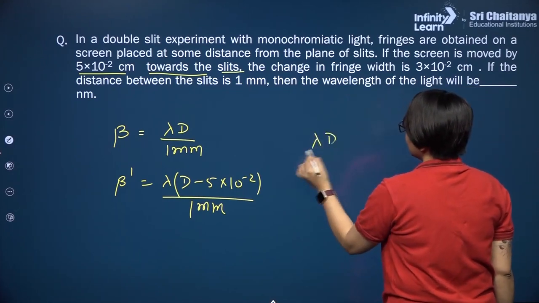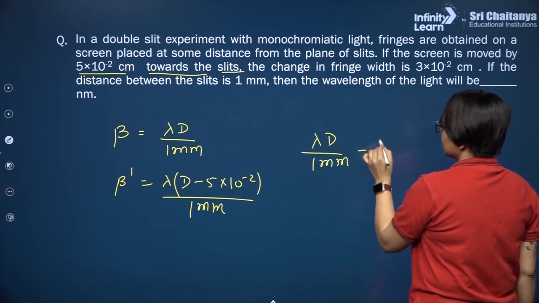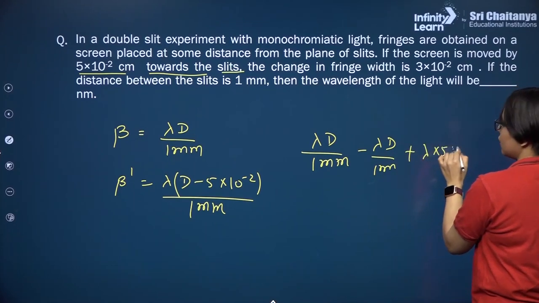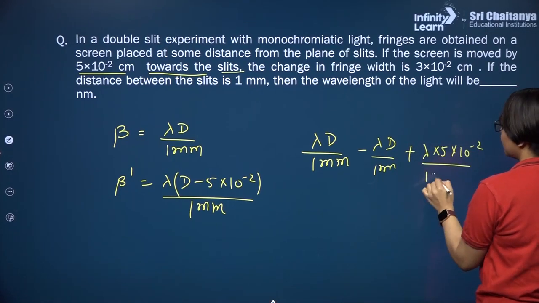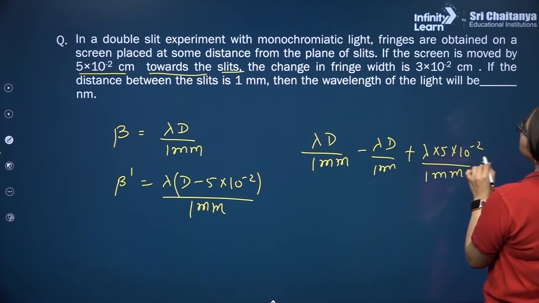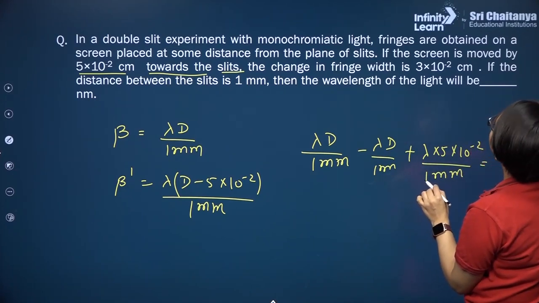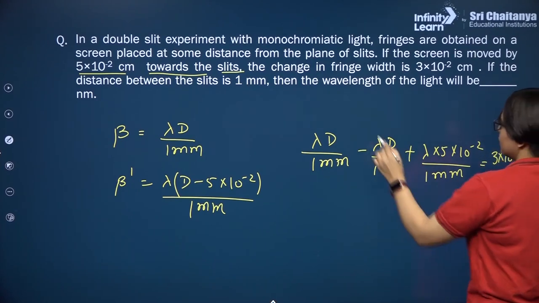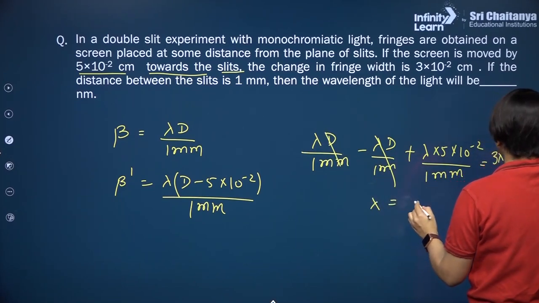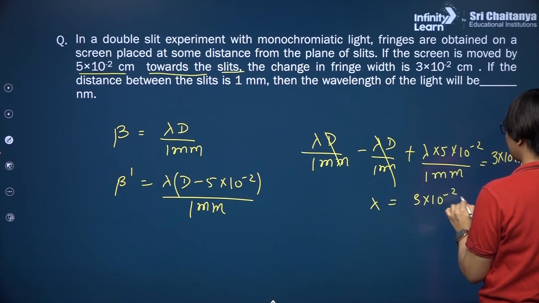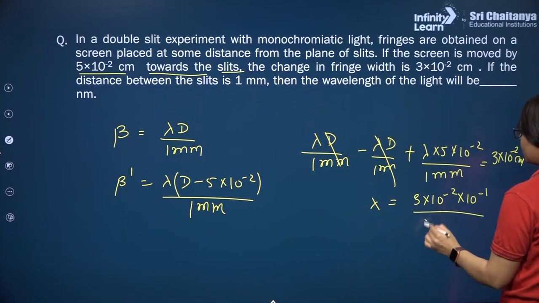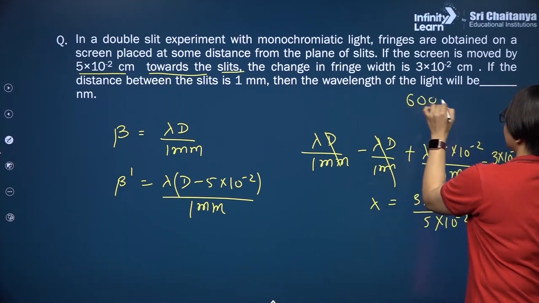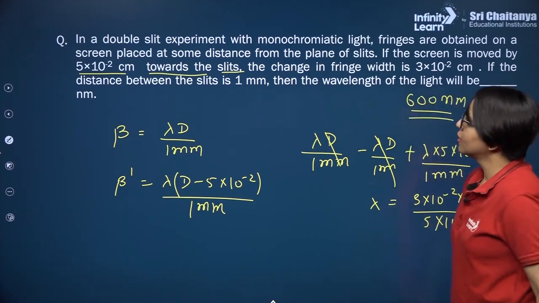So, basically lambda D divided by 1 millimeter minus lambda D divided by 1 millimeter plus lambda into 5 into 10 power minus 2 centimeter divided by 1 millimeter is given as 3 into 10 power minus 2 centimeter. So this will cancel this. So lambda is equal to 3 into 10 power minus 2 into 10 power minus 1 divided by 5 into 10 power minus 2. So if you solve it further, you'll get it as 600 nanometer. Okay.